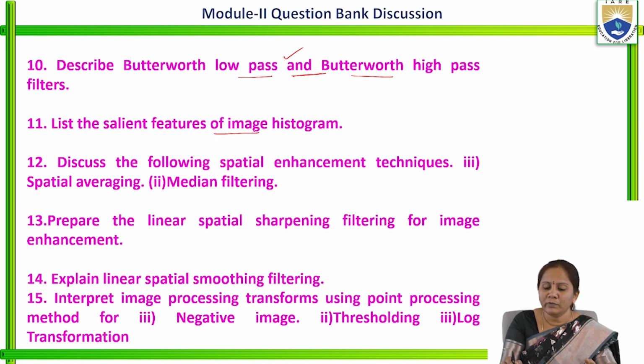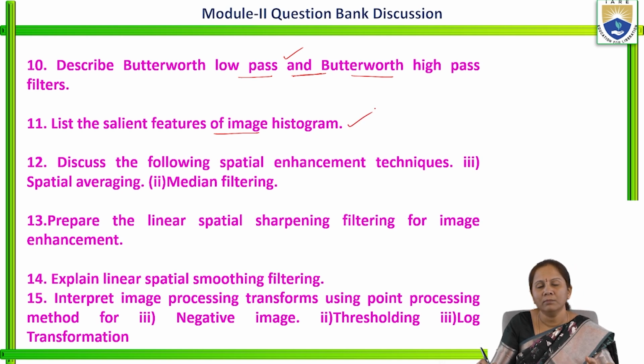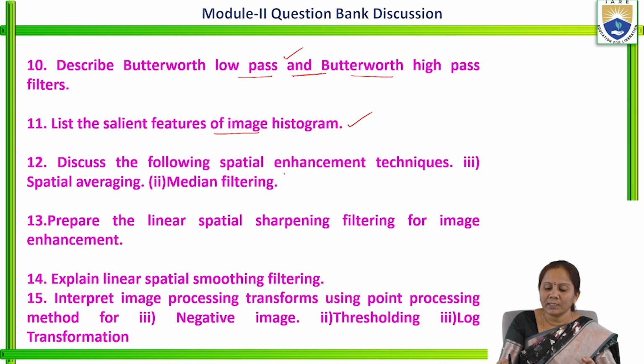So list the salient features of image histogram. So features of representing histogram for the image should be written here. So discuss the following spatial enhancement technique. One is spatial averaging and the second one is median filtering. So these two techniques which are used in image enhancement should be explained.